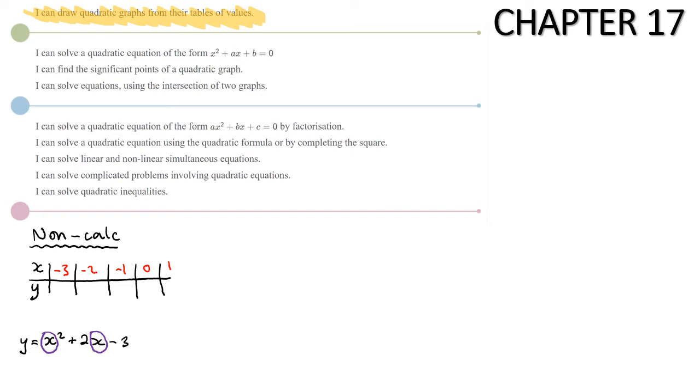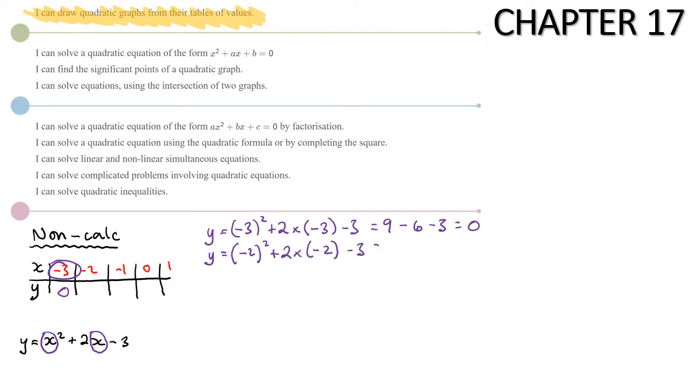So for example, when x is -3, y would be -3 in brackets squared, working out what goes underneath that, plus 2 times -3 minus 3. If we work that out, we'll have 9 minus 6 minus 3, which is actually 0, so you get 0 there. For the next value in the table, you replace x with -2, again in brackets. Notice how I put the negative number in brackets. That's important for what we're going to be doing later on.